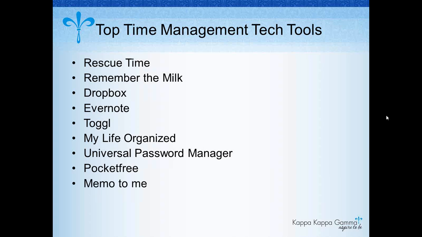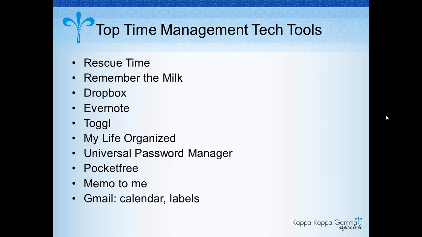And then Memo to Me, I've also used this one. It's a free email reminder service, and there are also similar services. If you would like text reminders, there are apps that allow you to send text reminders if there's something you absolutely have to remember to do and you're afraid you're going to forget to do it. But Memo to Me is an email reminder service.